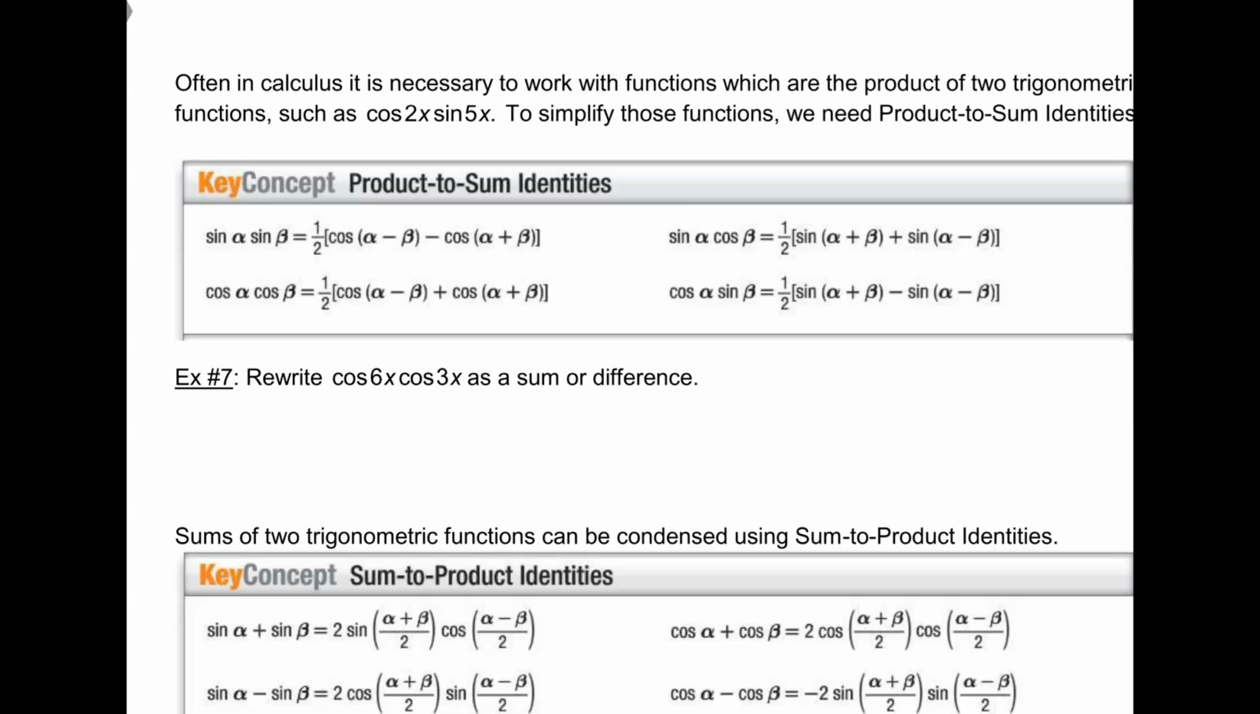All right, so often in calculus, it's necessary to work with functions which are the product of 2 trig functions. Literally, you have 2 trig functions being multiplied, cosine 2x, sine 5x. To simplify those functions, we need a product to sum. So notice, you're taking 2 trig functions and multiplying them, which is a product. If we want to rewrite it as a sum or difference, those are exactly the keywords. You're taking 2 things that are multiplied and rewriting it as things added.